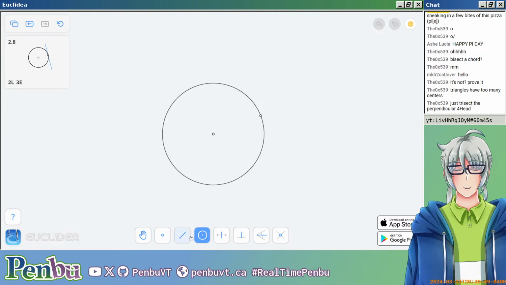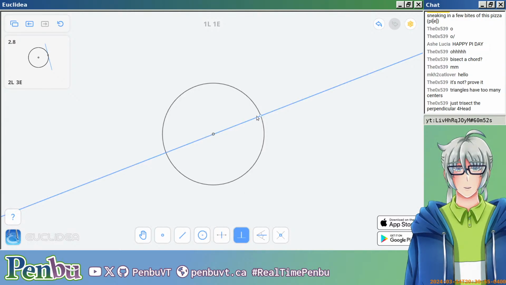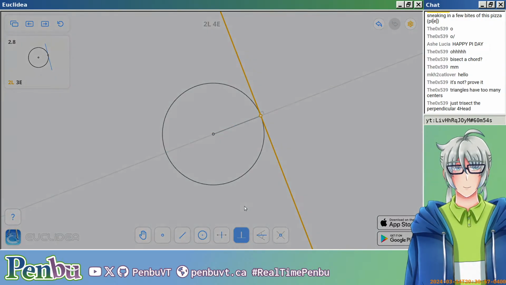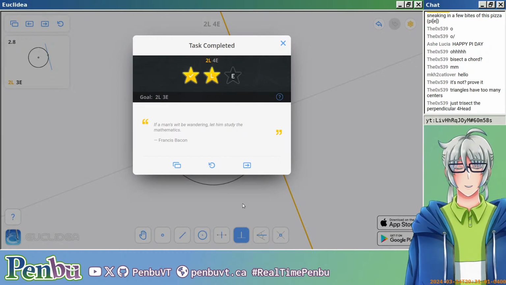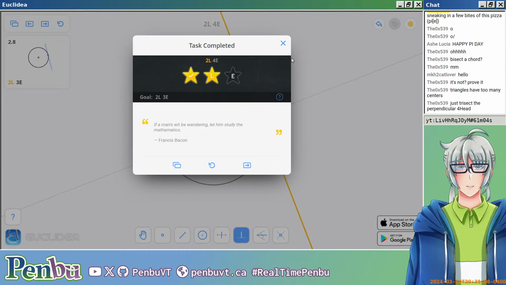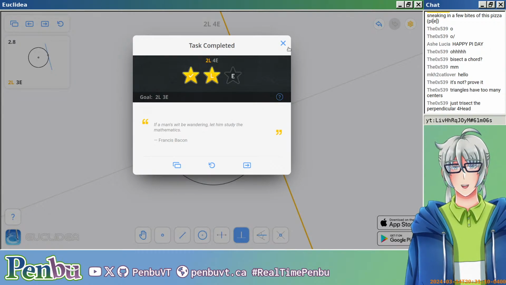Well, one way we can do this is create a line here, and then drop a perpendicular. And the very specific slope is the perpendicular, or it's the line perpendicular to the radius, or to the diameter.